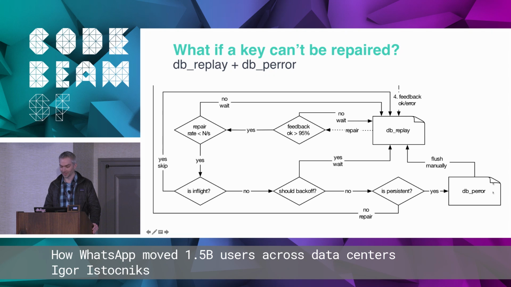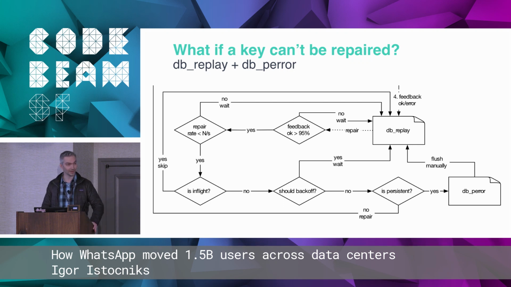So we put this into a log that we called p-error log. In that case, the person would be able to look at the key, figure out what's wrong with the system, and try to debug things. And once they were ready and sure that things went fine now, they were able to flush the keys that had permanent errors before into the replay log, and everything would continue from the beginning for those keys.